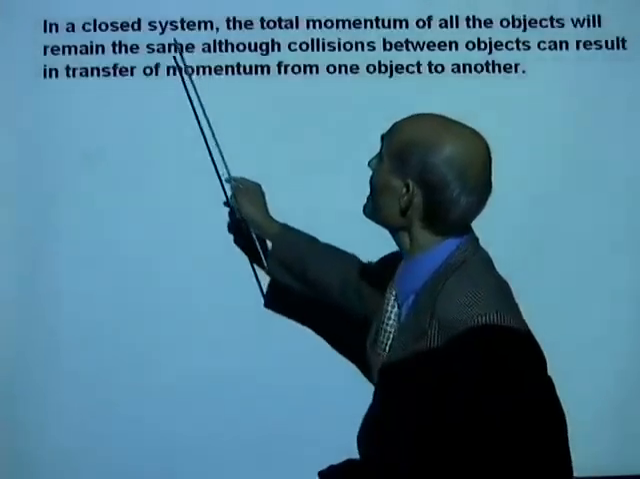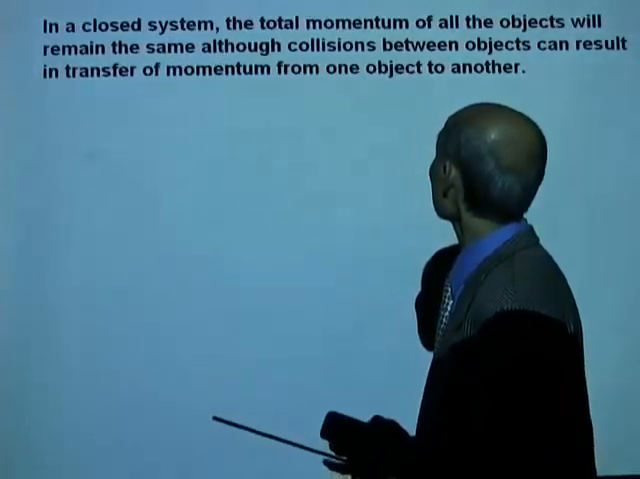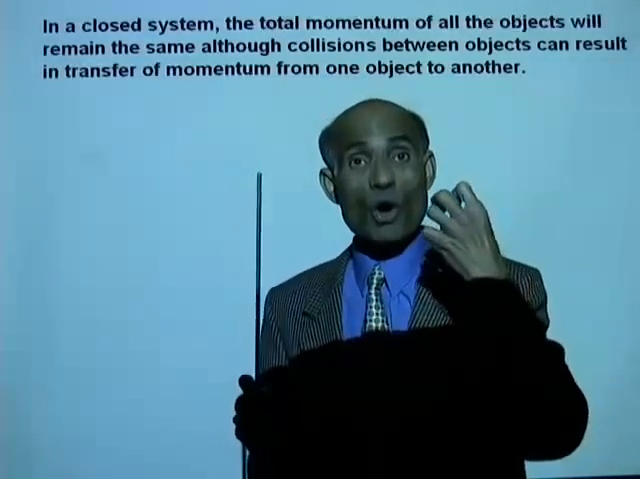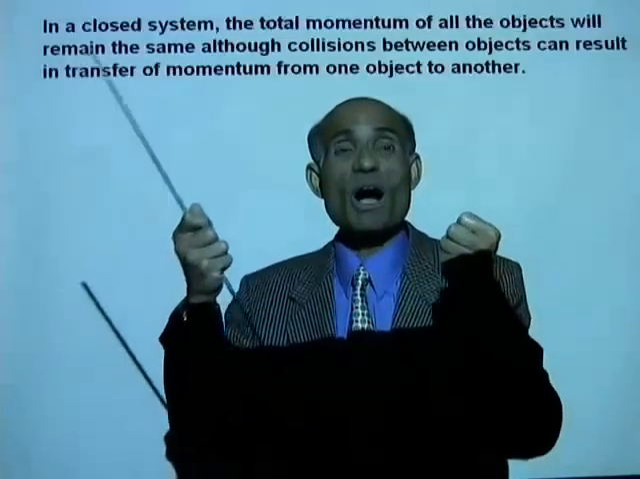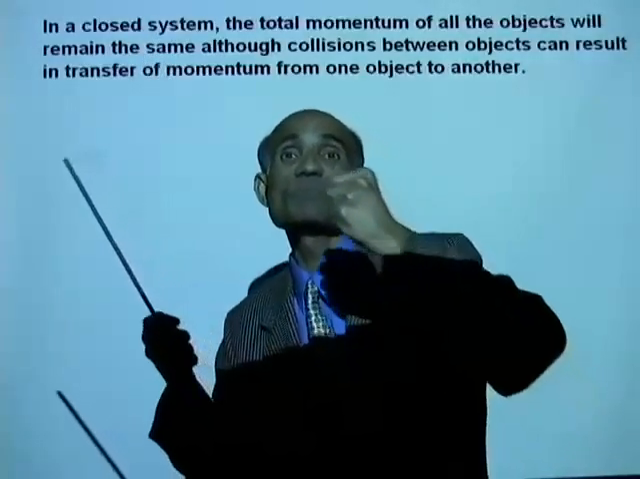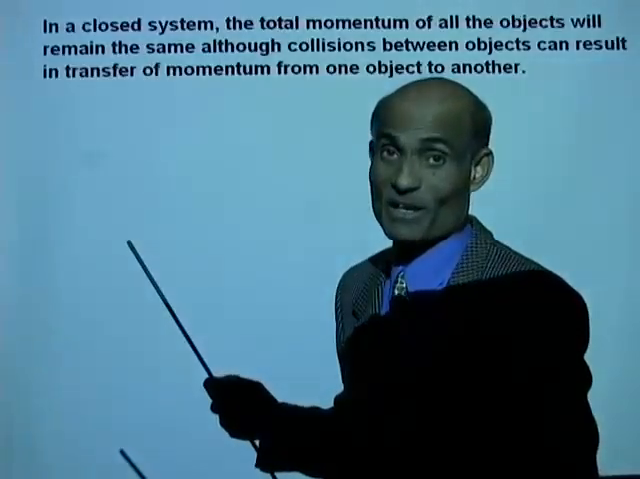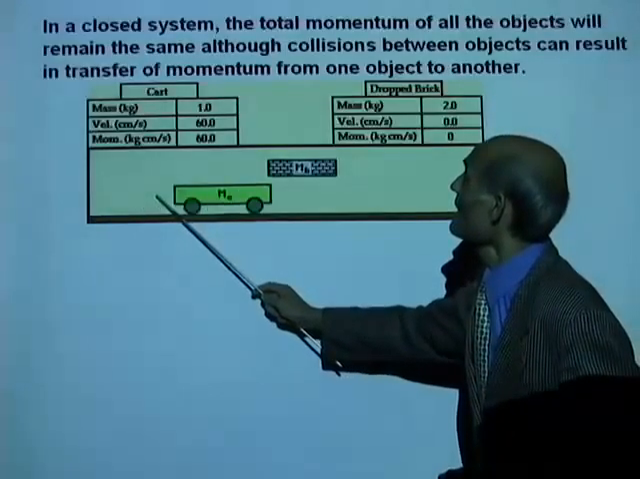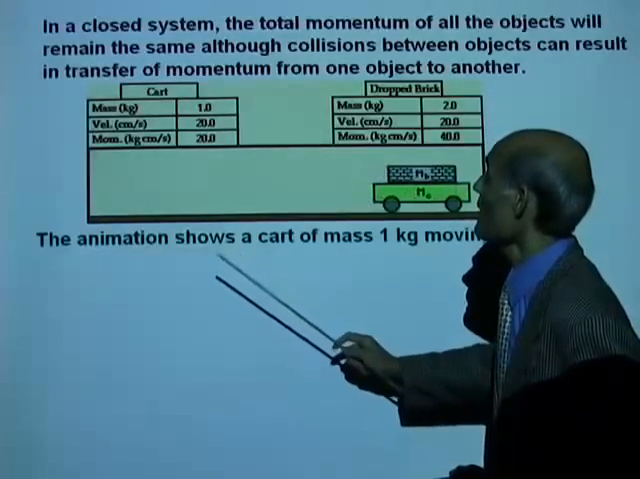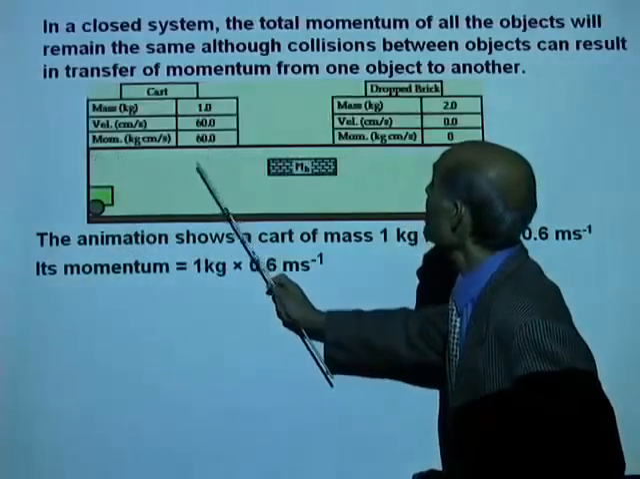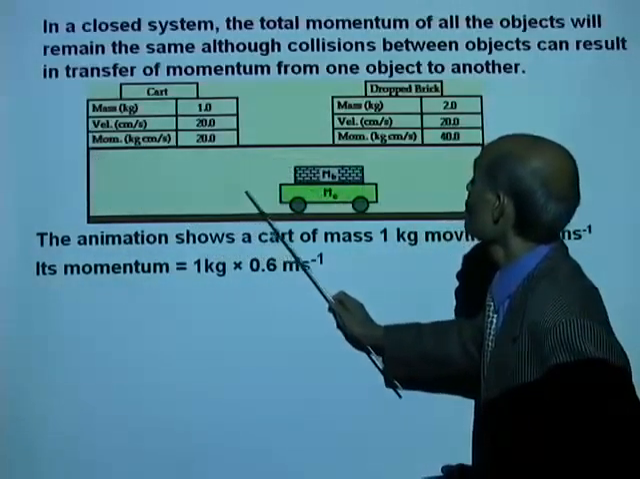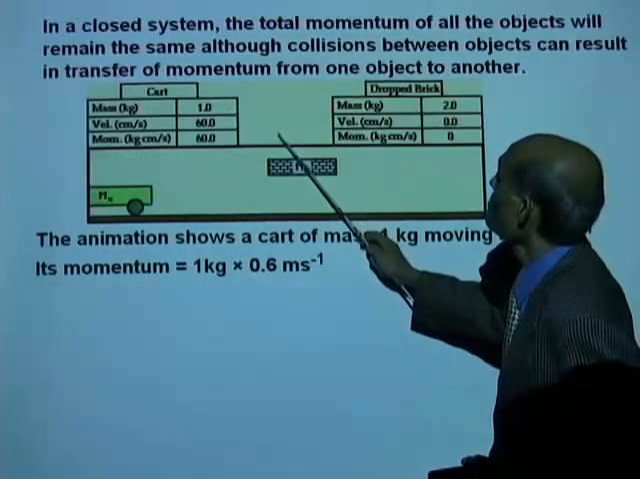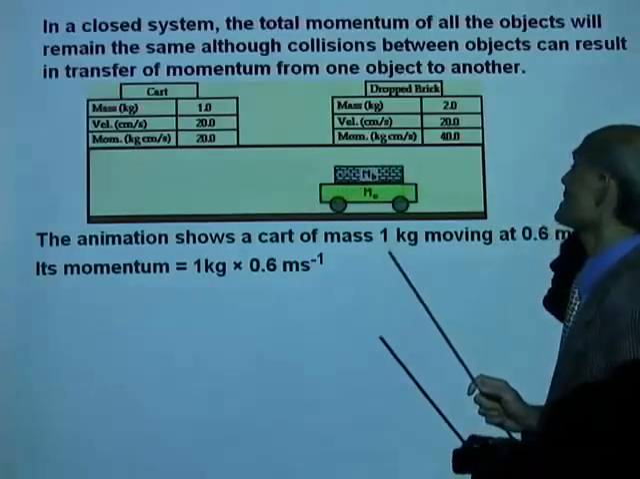A statement: in a closed system, the total momentum of all the objects remains the same, although collision between the objects can transfer momentum from one object to another. That's very important. Now watch an animation here. Now you have a cart that has a mass of 1 kilogram. As it passes by, you have a brick that is deposited on it.